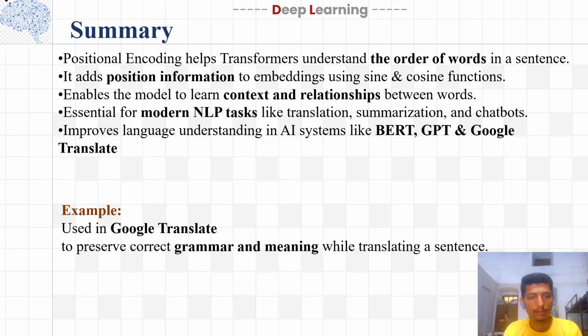So there is one example. It is used in Google Translate for translating and keeping the sequence of words, and it is used to preserve correct grammar and meaning while translating a sentence. So that is all about positional encoding.